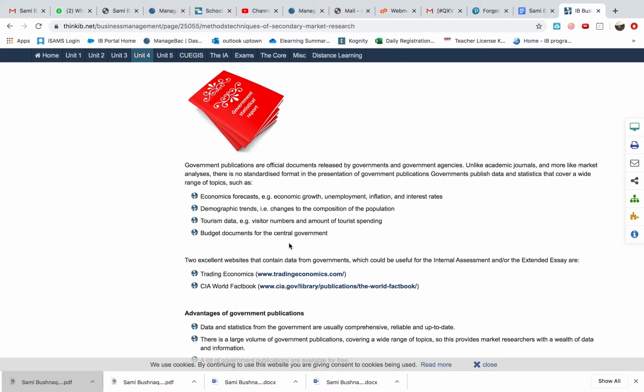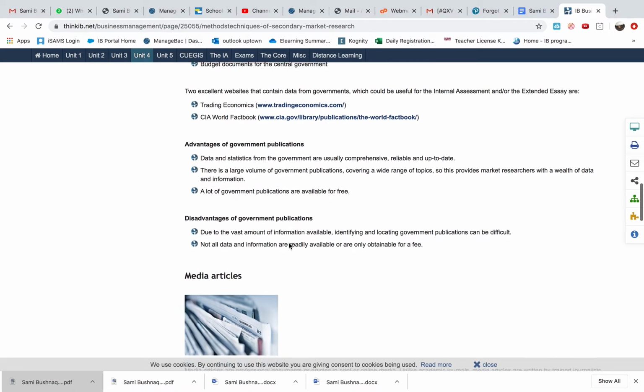Government publications are official documents released by the government and agencies. Unlike academic journals and market analysis, they don't really have a standard format. The government publishes data and statistics that cover a wide range of topics. They do economic forecasts, growth, unemployment, inflation, interest rates. They do demographic trends, so things like what the population is composed of, how many males, females, youth, ages, numbers of people. Tourism data, how many visitors a year and how much they're spending. Budgets, documents for the central government so they can prepare their government budgets.